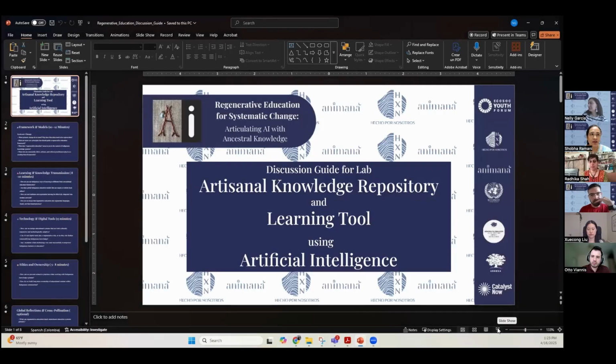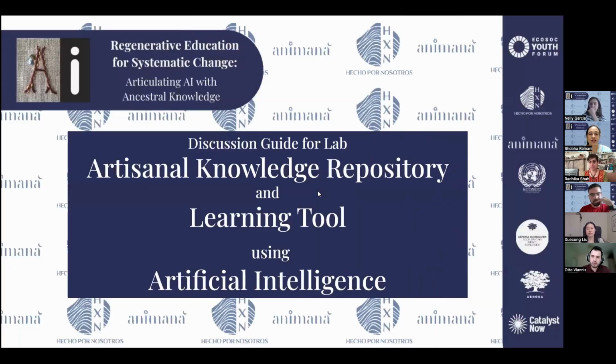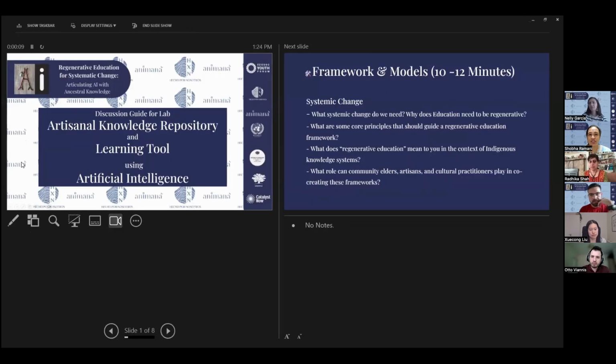This is basically a brainstorming session and a dialogue session as well for creating the artisanal knowledge repository. So the first module that we can discuss is frameworks and models, especially with regards to systemic change.